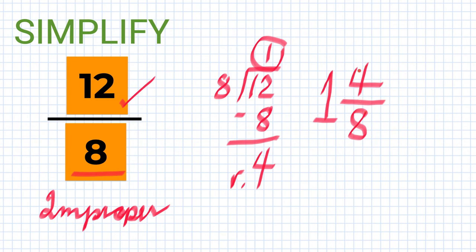Why? Try to check the proper fraction of the mixed number. This is not simplified. 4 over 8. So meaning to say, this proper fraction here can be simplified. Okay, 4 over 8. So we can still divide that by 2.